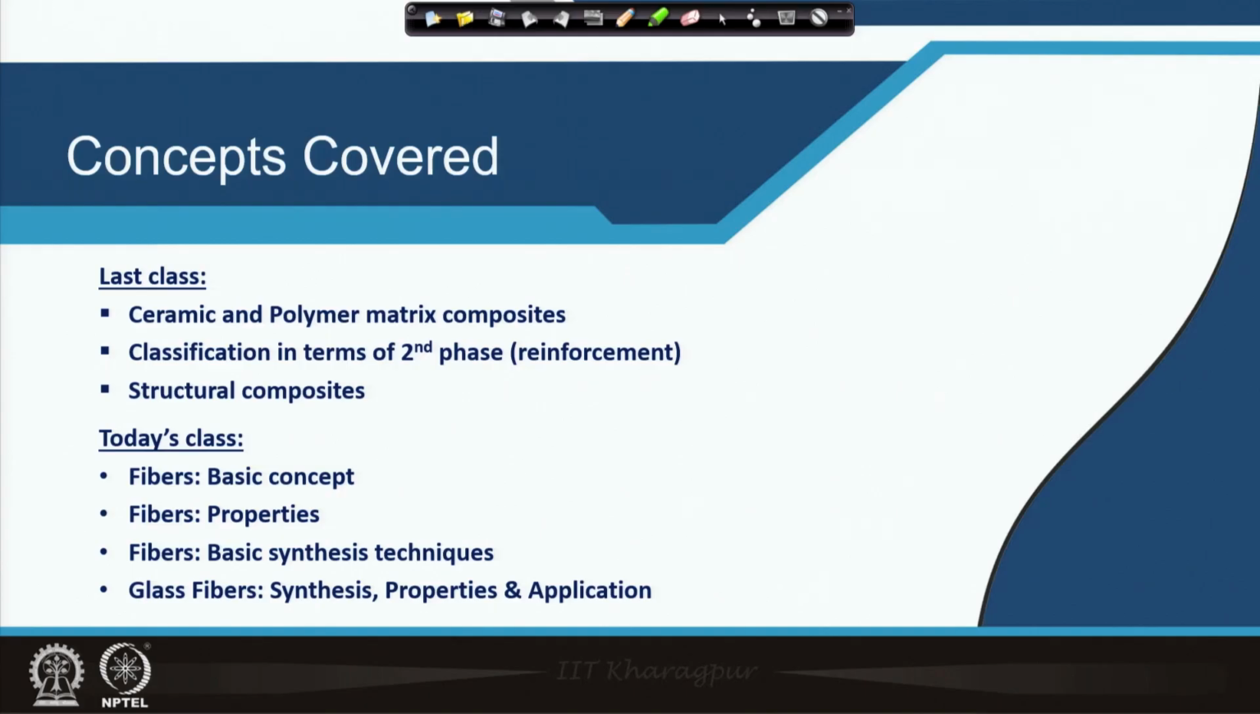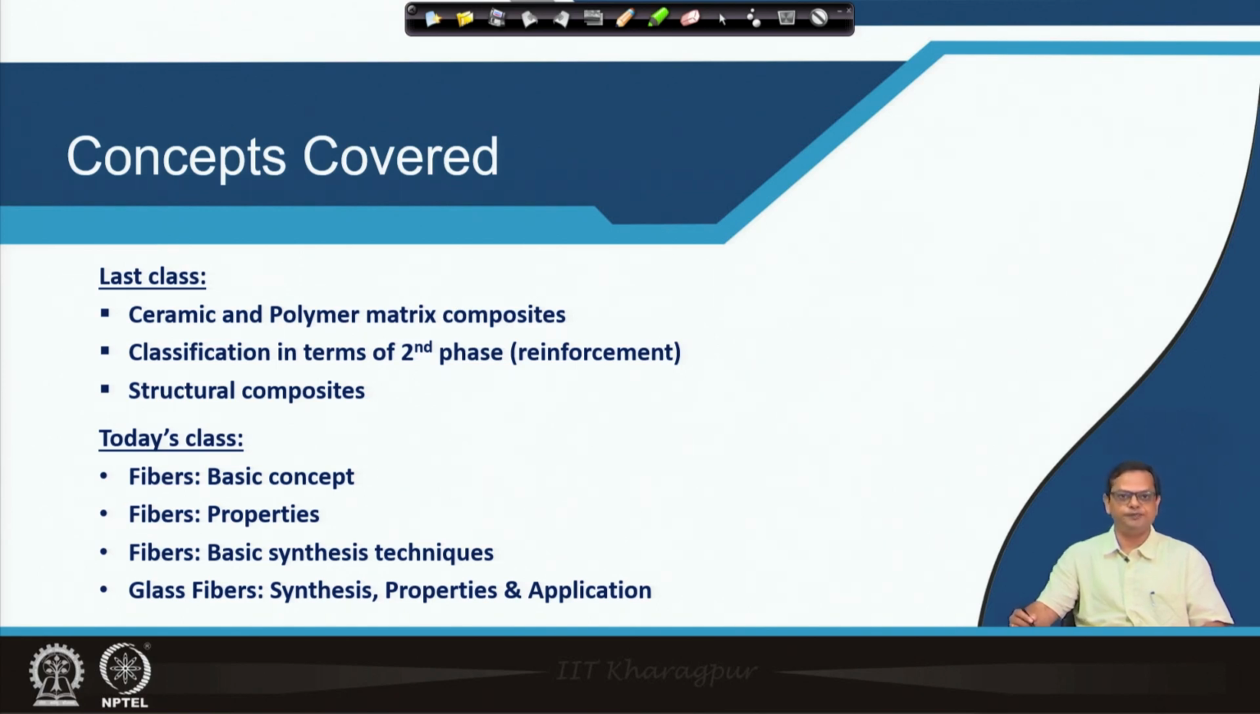So, if we look back at the last class, we discussed ceramic and polymer matrix composites, their overall properties, and their application. Then we talked about classification of composite materials in terms of the second phase, that is the reinforcement. We discussed the basic attributes of the different kinds of reinforcement, for example, particulate reinforced composites and fiber reinforced composites, and then we talked about structural composites.